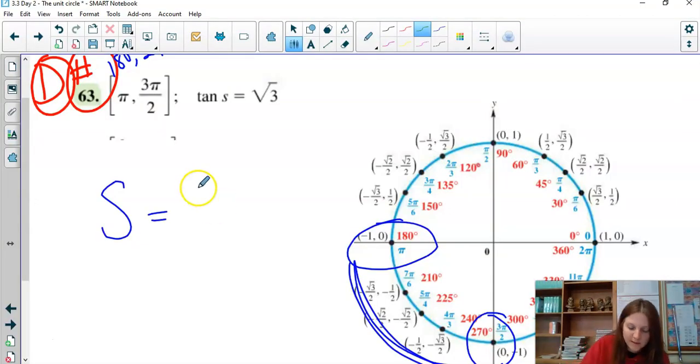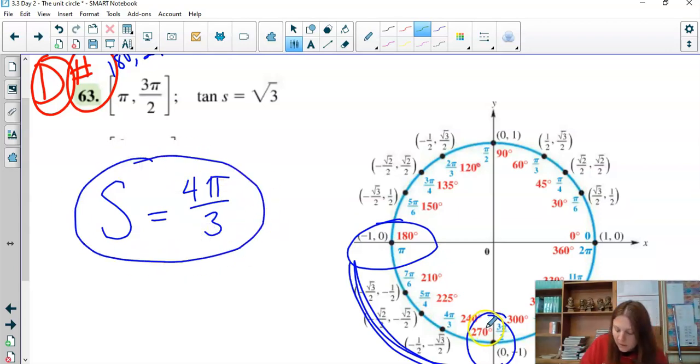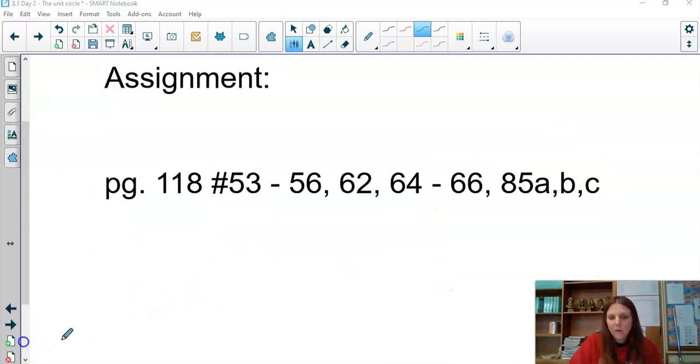Okay, so I'm going to write that down. 4 pi over 3. The reason I'm putting 4 pi over 3 and not 240 degrees, which you could also, is that the book is asking you for radians because it gives you the range in radians. If you do want to write both of them down, that is perfectly fine.